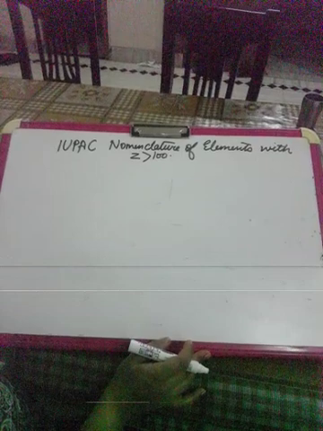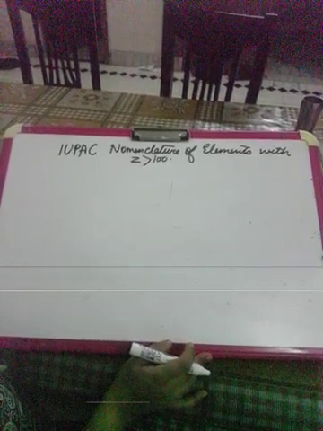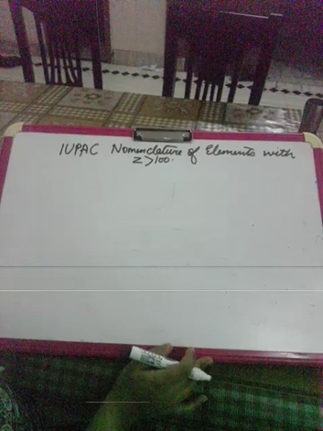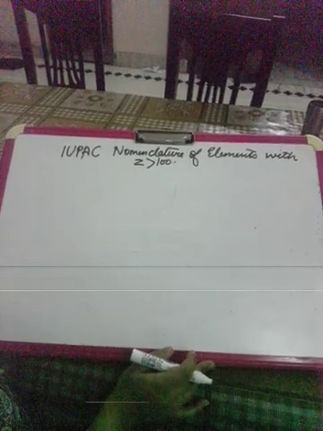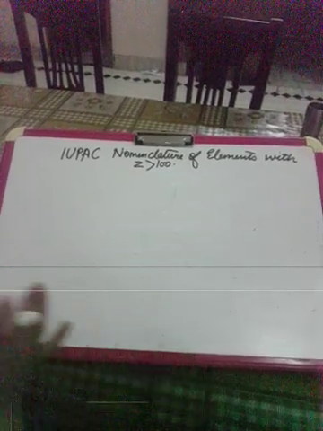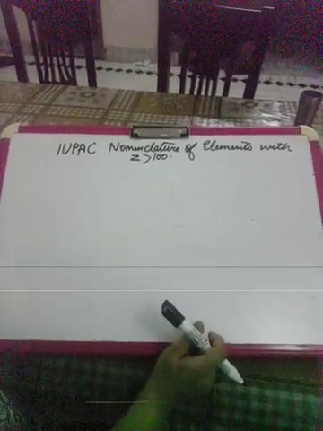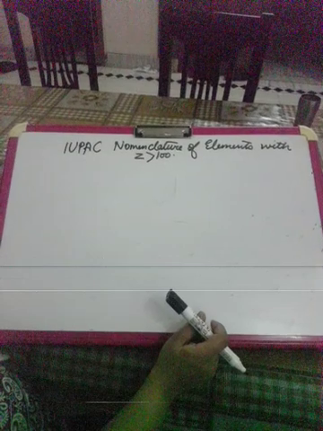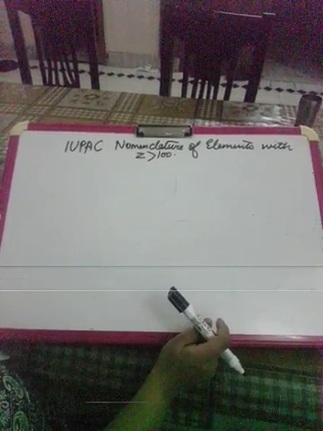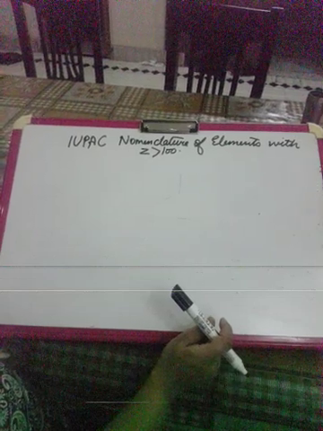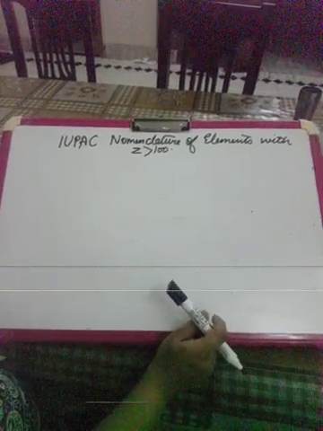Now we will start with the IUPAC nomenclature of elements with Z, where Z means atomic number, greater than 100. We can remember the elements with atomic number up to 100, but for those greater than 100 there is a criterion to name them. So what is the criterion?